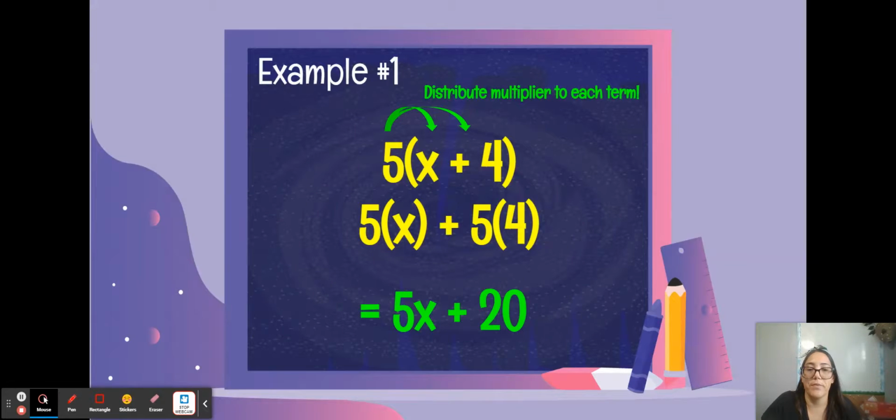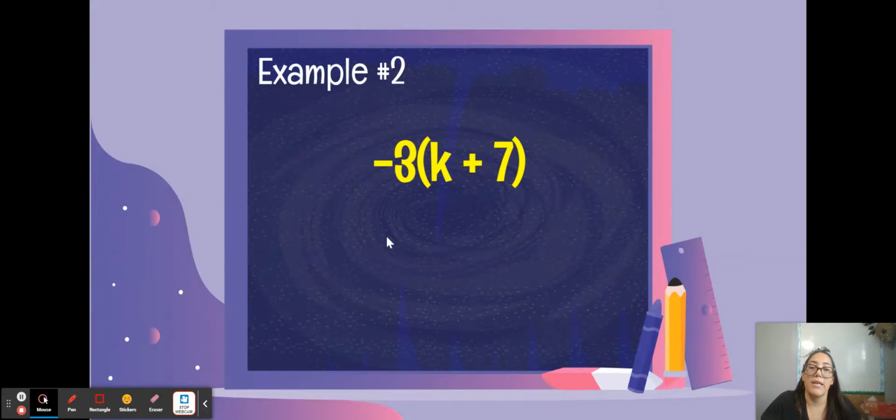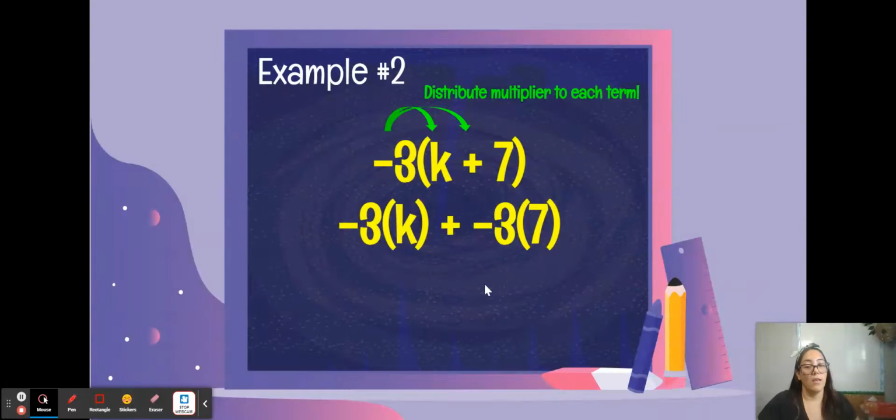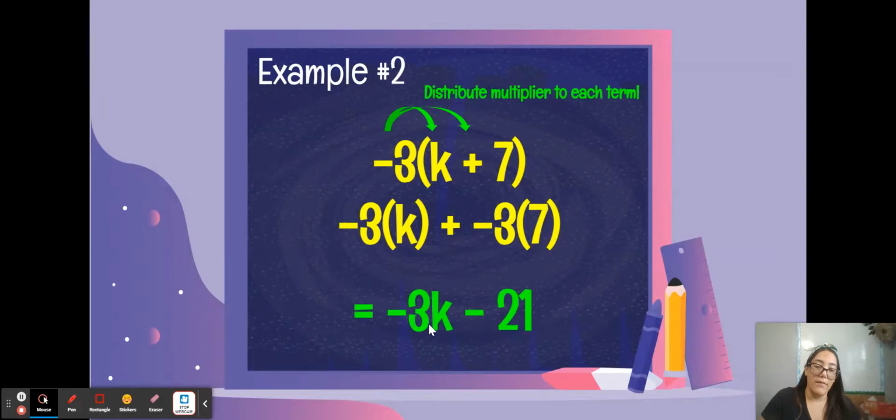It's that easy, okay? In example number 2, be careful with those negatives, kiddos. Negative 3 times k, negative 3 times positive 7. Okay, when in doubt, expand it out. Really write it out. Try not to do these in your head today. Weird things will happen. Okay, as I simplify it, I get negative 3k and negative 21.